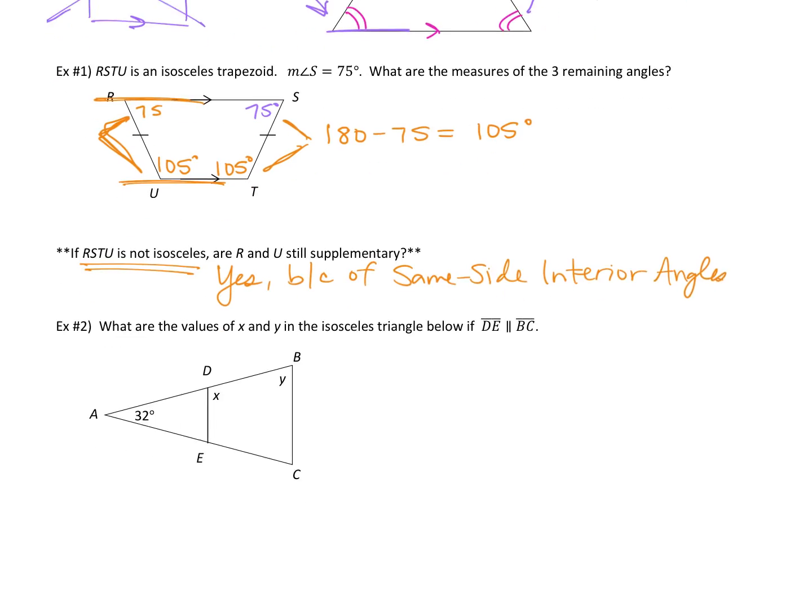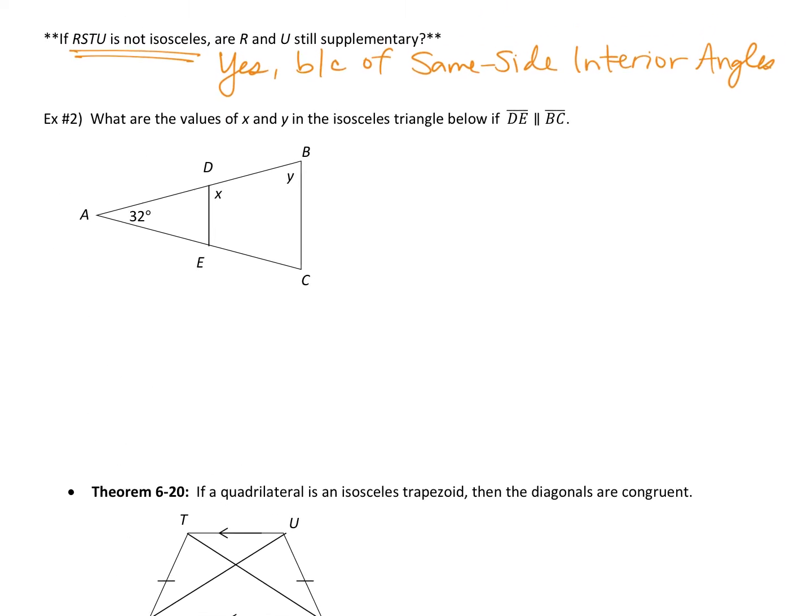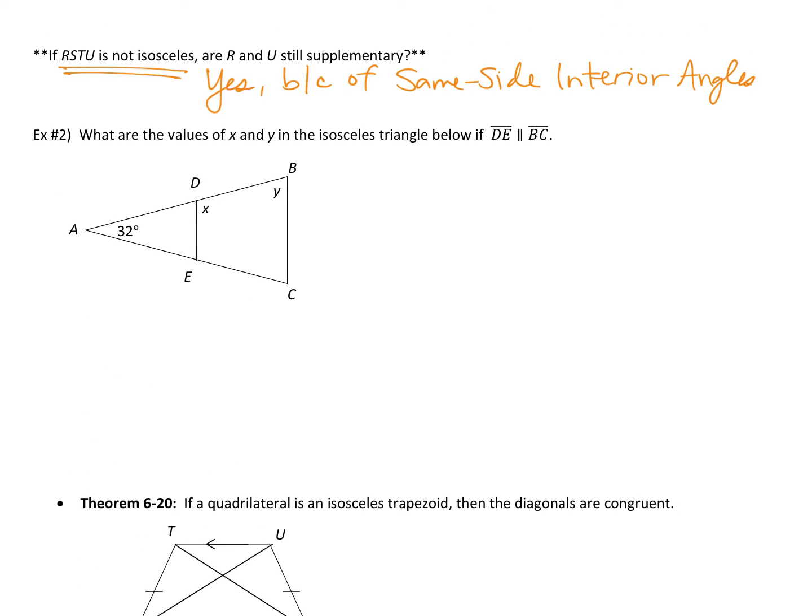All right. Next example. It says, what are the values of x and y in the isosceles triangle below if DE is parallel to BC? Okay, so they're telling us the triangle is isosceles. So that means AB is congruent to AC, right? It's an isosceles triangle. AB is congruent to AC. Where do you suppose we start?